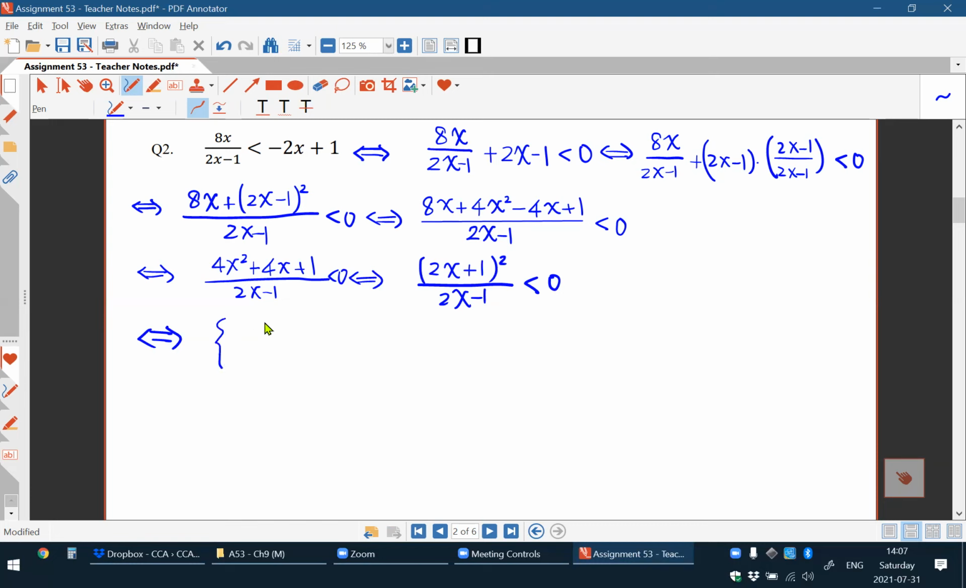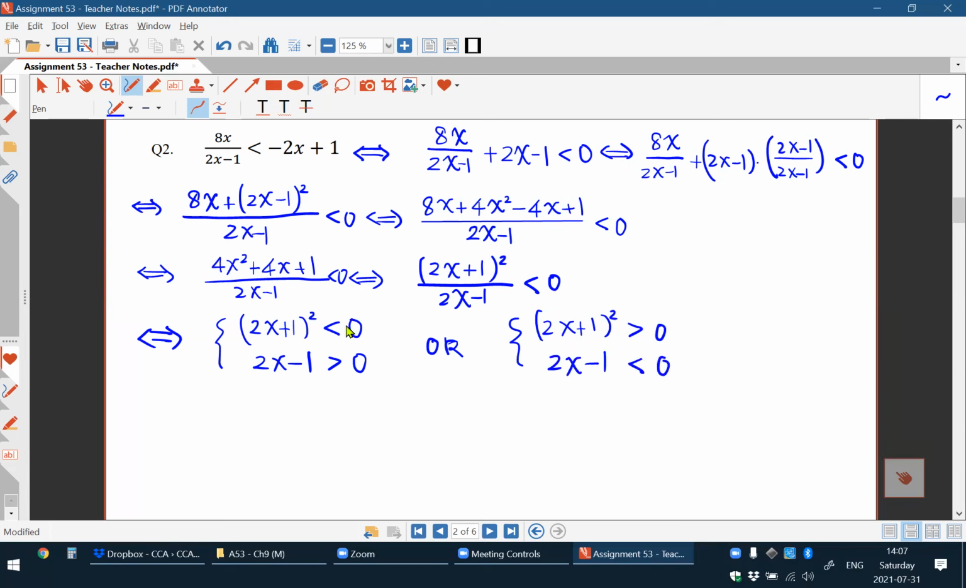So first case, the numerator is less than 0. And at the same time, the denominator should be positive, right? Or second case, the numerator is positive. And at the same time, the denominator is negative, right? Remember that the signs of the numerator and denominator should be different. Okay, so now we need to solve these two cases separately.